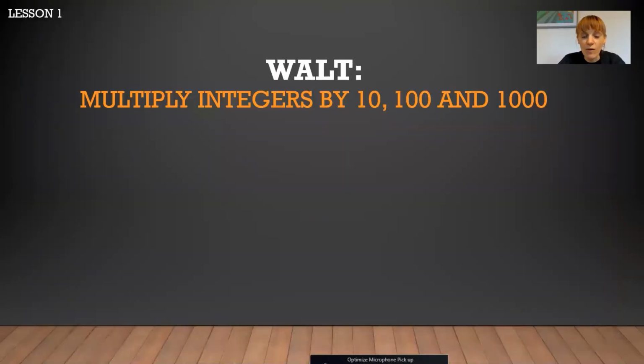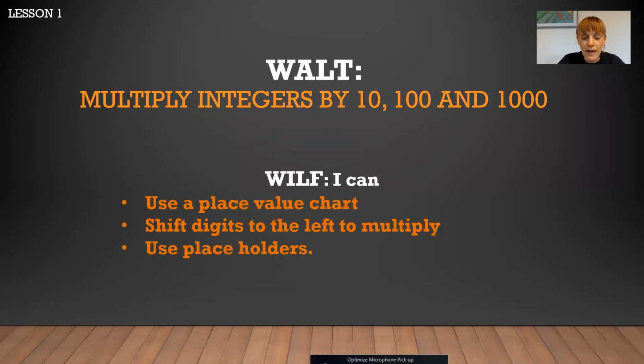Now for today, our WALT, we're going to be multiplying integers by 10, 100, 1,000. So we're just focusing on multiplying for today. So I want you to be able to today learn how to use a place value chart, shift the digits to the left when you're multiplying, and to use placeholders. Okay, so there's our WALT and WILF for today.